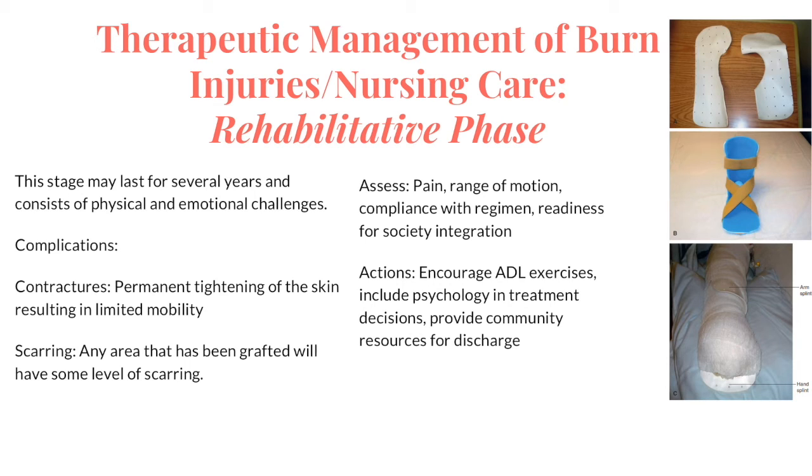This stage may last for several years and consists of physical and emotional challenges. Some complications include contractures, which are permanent tightening of the skin resulting in limited mobility. And in children, this can also prevent growth. Another complication is scarring. Any area that has been grafted will have some level of scarring, and this can be emotionally challenging for the patient. It's important to assess the patient's pain, range of motion, compliance with regimen, and readiness for societal integration.